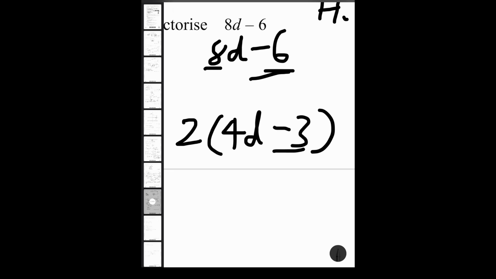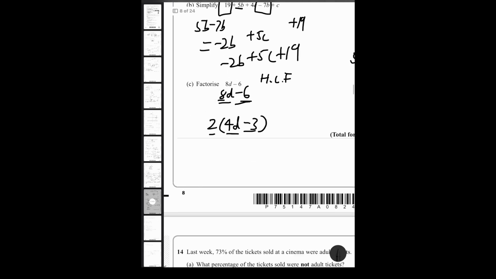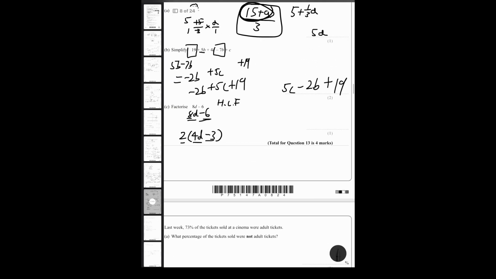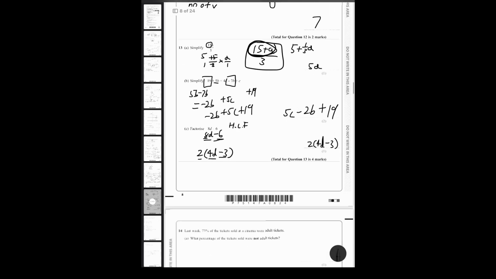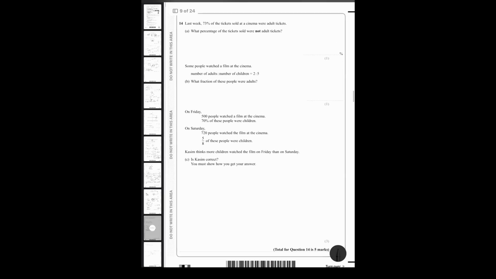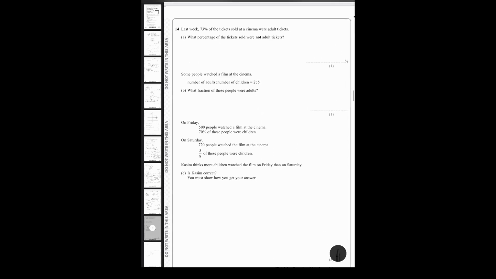Same thing as 2 times 4D is 8D, right? Because 4D times 2 is 8D, if that helps you think about it. So it would be 4D minus 3.